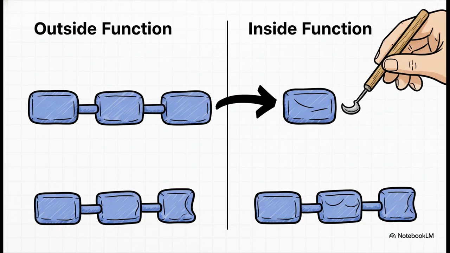But watch what happens with a mutable object, like a list. We create our list, lst. We pass it into our function. Inside, the function changes the very first element to 20. Now, when we check our original lst variable outside the function again, bam, the original list has been changed. This is a huge deal and can cause some really sneaky bugs if you're not careful.